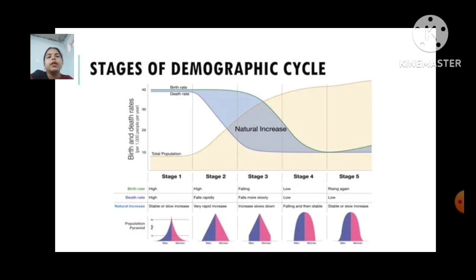In stage 1, the birth rate is high and the death rate is high. In the second stage, the birth rate is high but the death rate falls rapidly. In the third stage, the birth rate is falling but the death rate falls more slowly. In stage 4, the birth rate is low and the death rate is also low. And in stage 5, the birth rate rises again but the death rate is low.